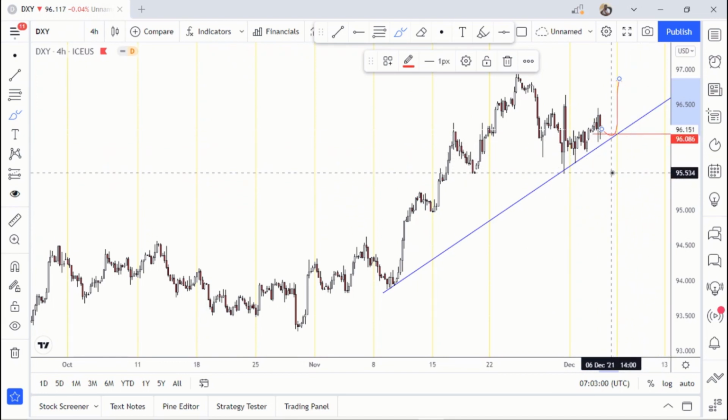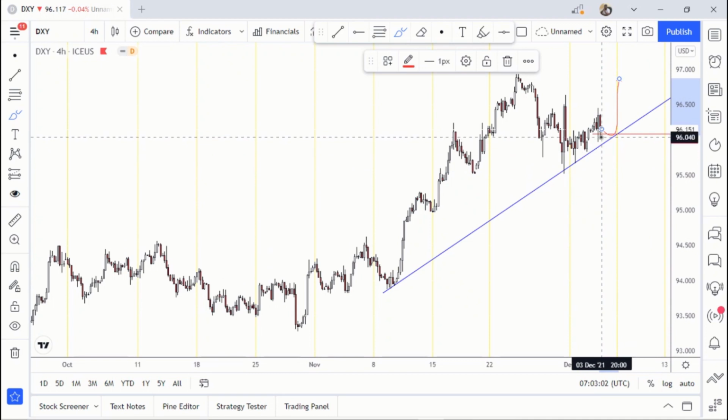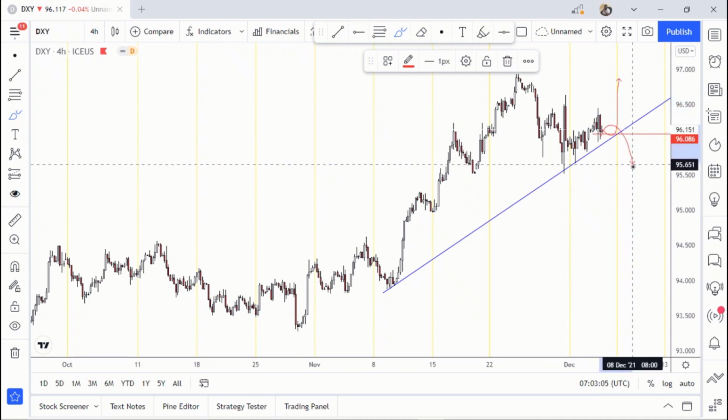It comes in at the 96.086 level. Any breakout of this level would render the dollar index bearish, and that is what I'll be massively on the lookout for.